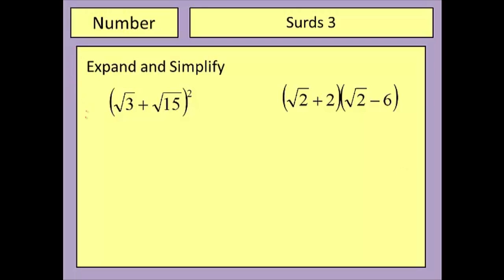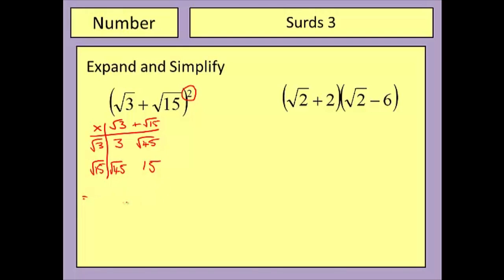Okay, in this first one I'm going to use a very quick grid method. So root 3 plus root 15, and because the bracket is being squared it means it's being times by itself, so down the side goes root 3 and root 15. Now root 3 times root 3 is 3, root 3 times root 15 is root 45, root 3 times root 15 is root 45, and root 15 times root 15 is 15.